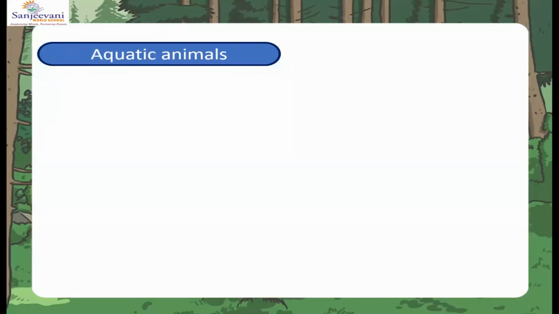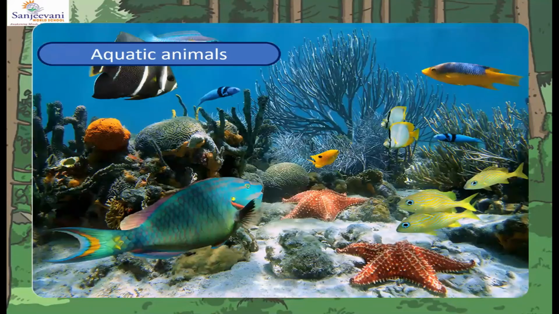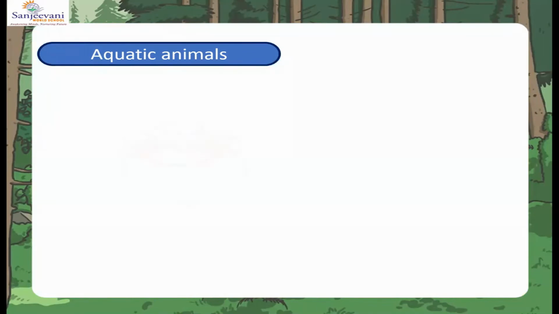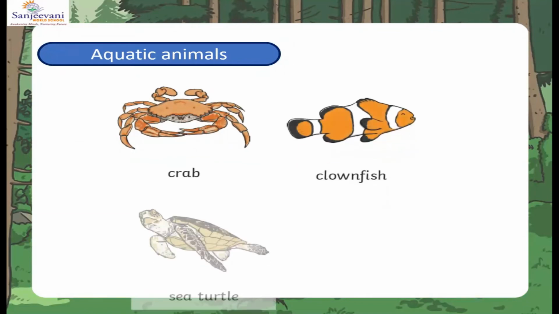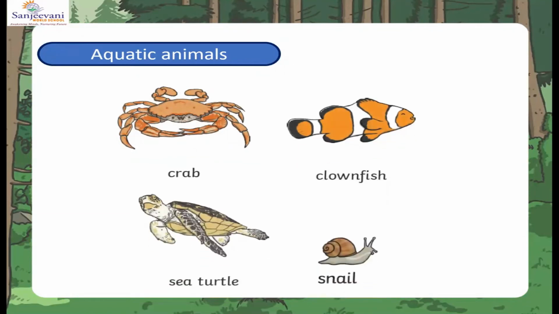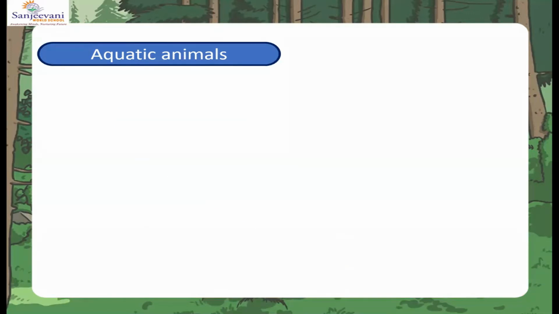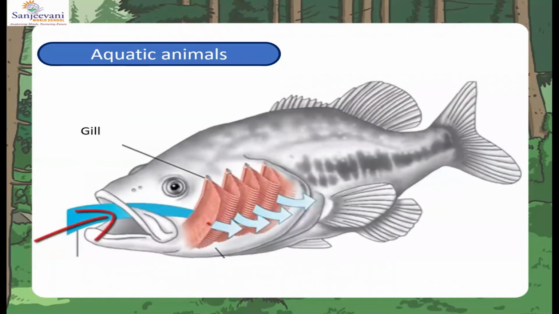Now, aquatic animals. Now, what are aquatic animals? Animals that live in water are called aquatic animals. Crab, fish, sea turtle, snail are aquatic animals. Their body organs are suited to live in water. Fish and crab have gills to breathe in water.